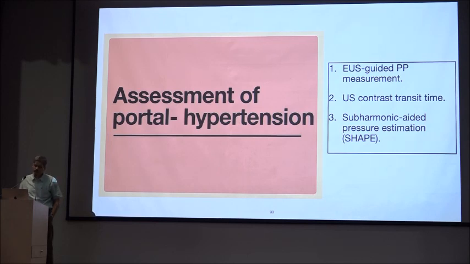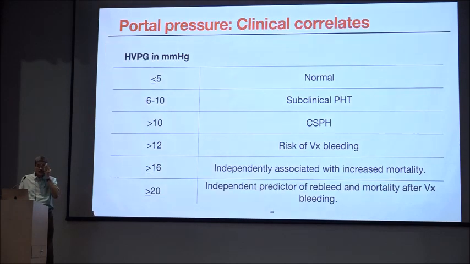We can have EUS-guided portal pressure measurement and also two relatively non-invasive modalities, ultrasound contrast transit time and subharmonic aided pressure estimation, or SHAPE. We all know that the normal HVPG is less than 5, which means that the pressure in the portal vein is not more than 5 millimeters of mercury more than the pressure in the IVC or the hepatic veins. When the HVPG goes above 6, it is subclinical portal hypertension. When it is more than 10, it is clinically significant portal hypertension.